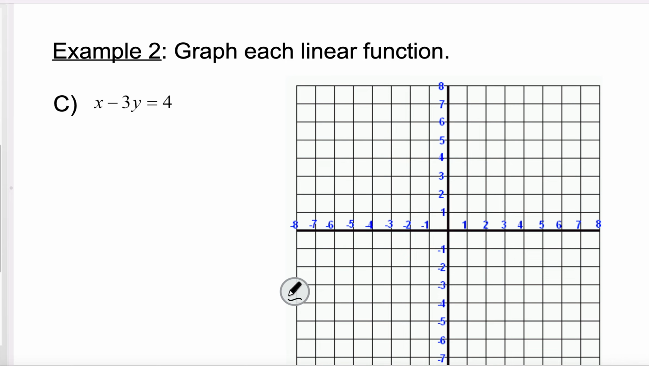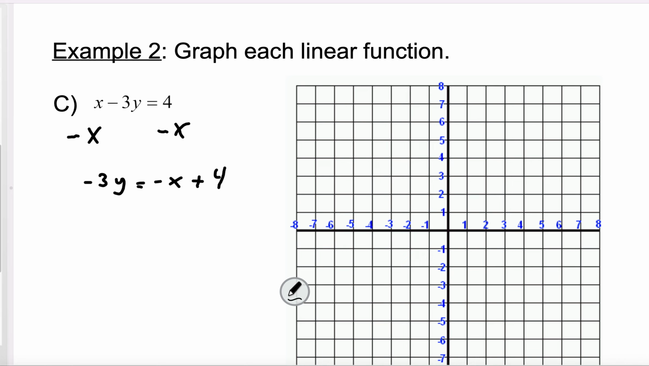So likewise on this one here, it's in standard form. I'm going to leave my y on this side, so I'm going to bring my x over on the other side, so I have to subtract x. The negative follows with the 3y because it's in front of it, so negative 3y equals negative x plus 4.